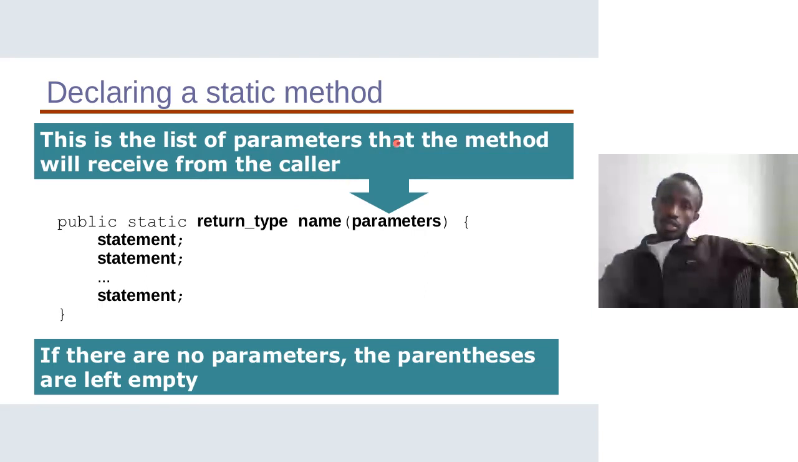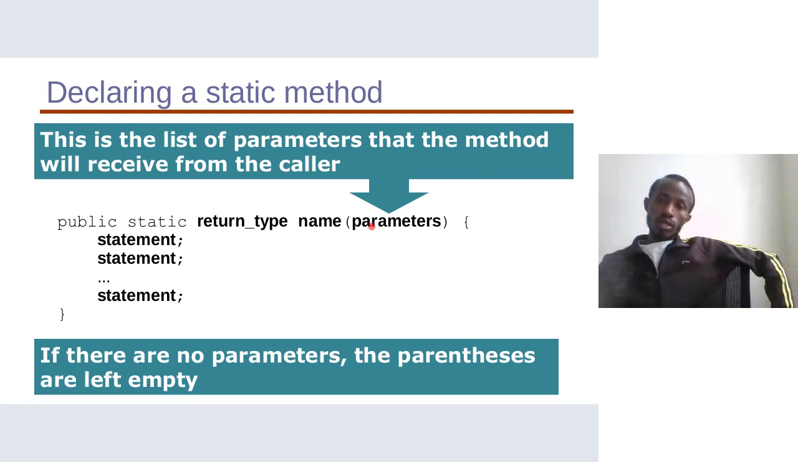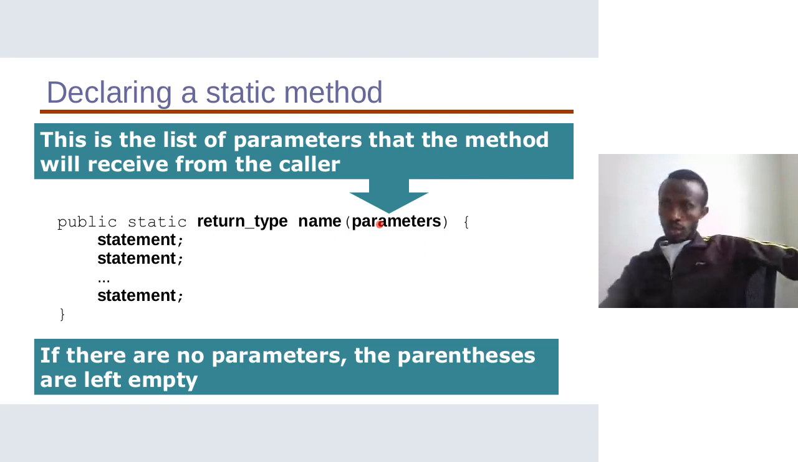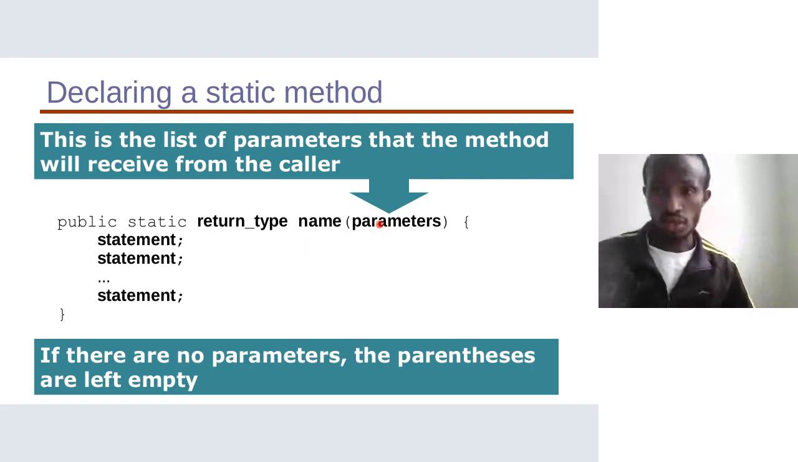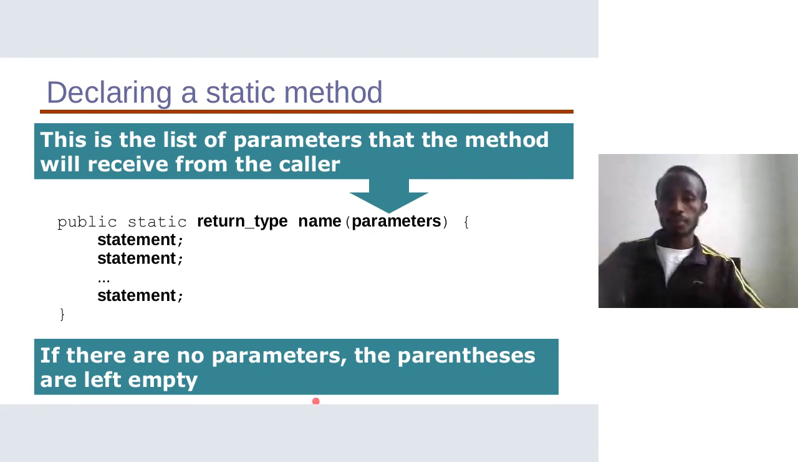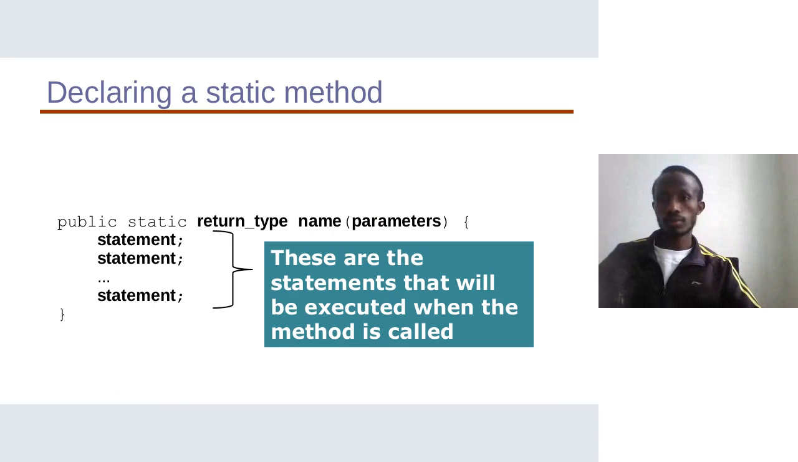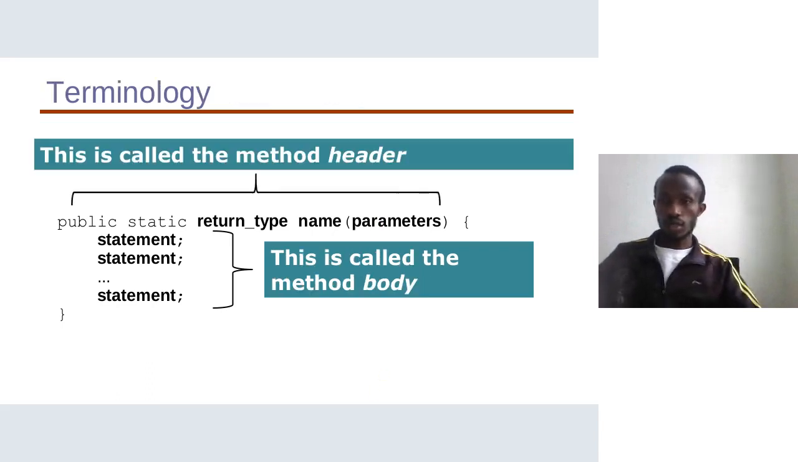Then this is the list of parameters that the method will receive from the caller. For example, if I specify two parameters here, that means anyone who tries to call that particular method will have to provide two values. The parameters will be used to save the values that will be passed to that particular method. Then these are the statements that will be executed when the method is called.